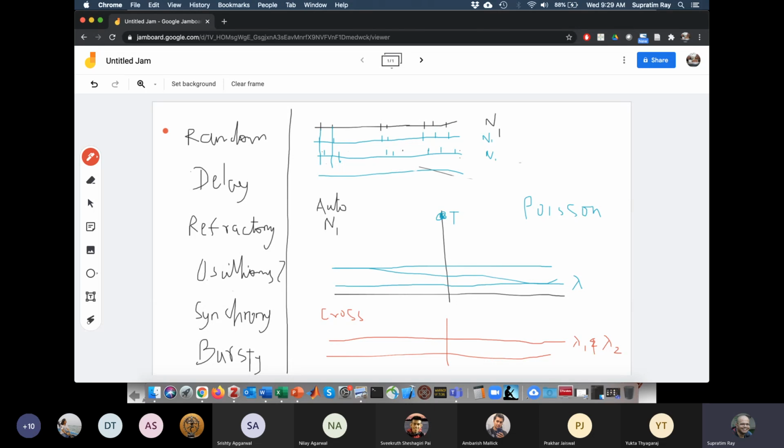Sir, can you again explain why the cross correlation will not reach the peak and will be constant, depending on lambda 1 and lambda 2? For cross correlation, it's N1 and N2, right? They're both firing randomly. So even at the lag of 0, there won't be any alignment.